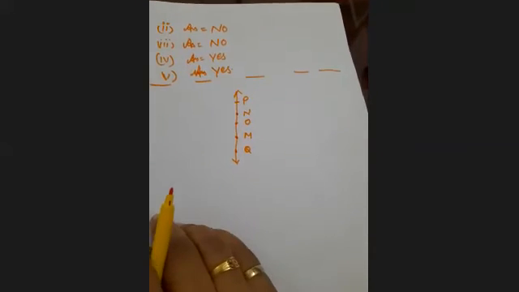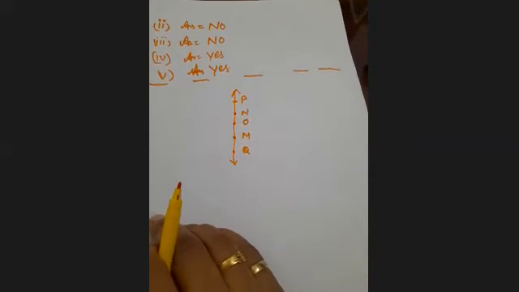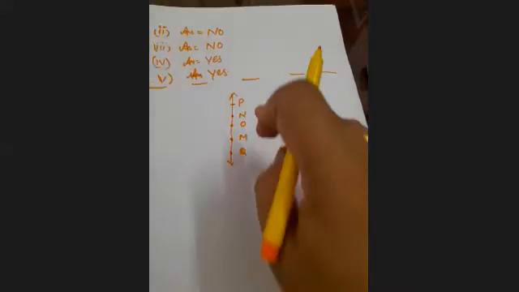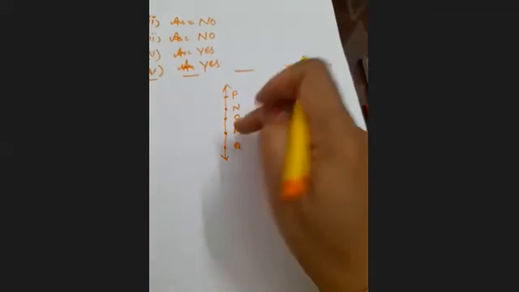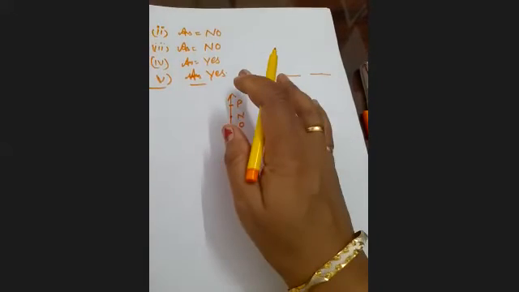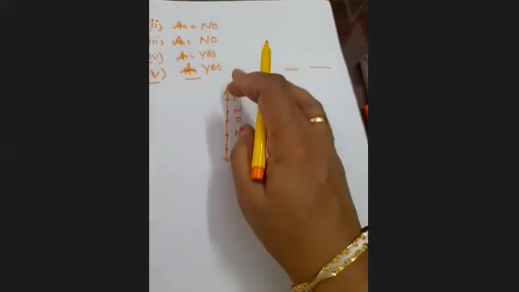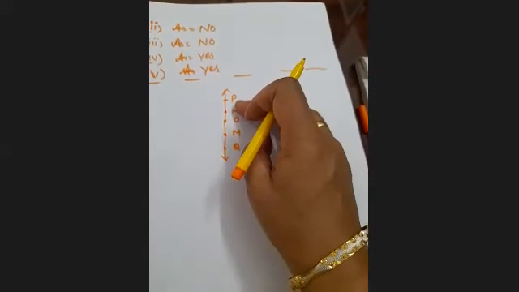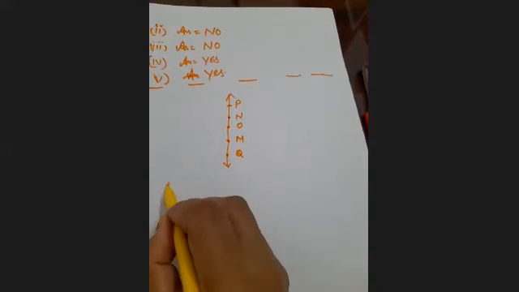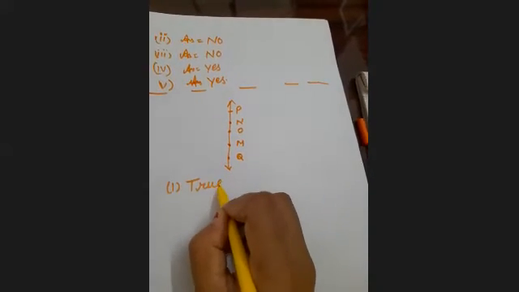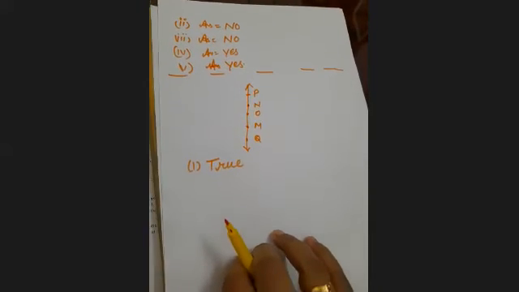First, Q, M, O, N, and P are points on line MN. Q, M, O, N, and P are all points on line MN. Yes, the first statement is true.